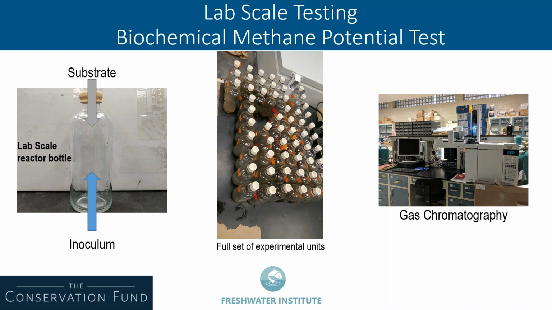We mix both of these up, then we purge the headspace of the reactor bottles with nitrogen to create anaerobic conditions. We incubate the bottles for 30 to 45 days at 35 degrees Celsius. The experimental time usually depends on the biogas production rate. And finally, we measure the volume of biogas that's produced and quantify the methane concentrations. We can also quantify the carbon dioxide concentrations and the hydrogen sulfide concentrations, if necessary, using an analytical technique known as gas chromatography.